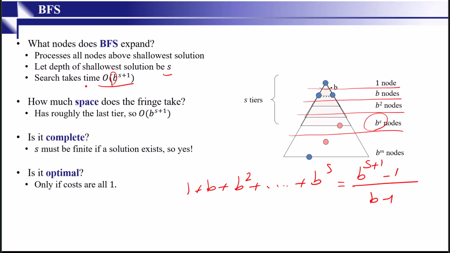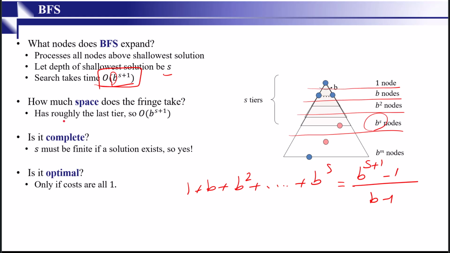So the big O, or the search time, or the time complexity, is big O of B to the power of S plus 1. This shows that while BFS is complete, it can become computationally expensive, because when we have too many levels, it takes a lot of time.